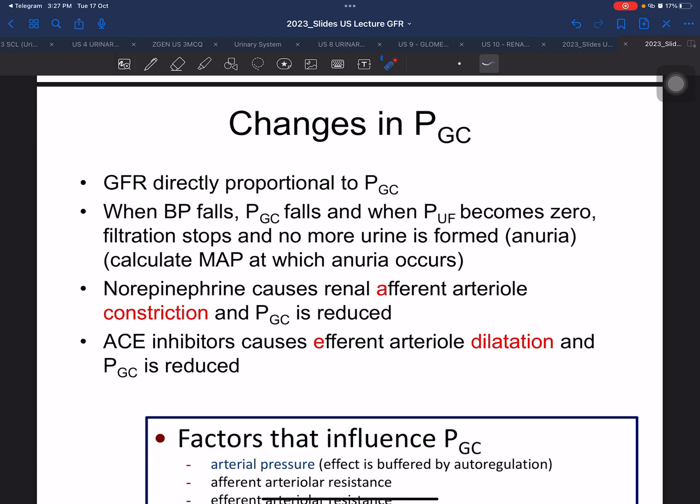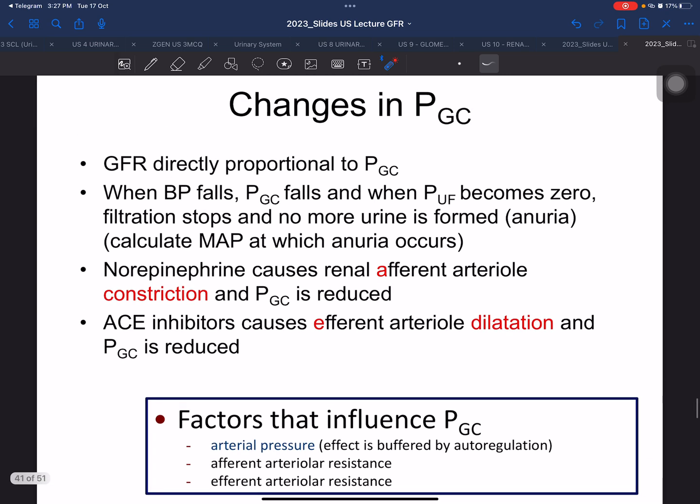Norepinephrine, for example, can cause the renal arteriole to constrict. When there is norepinephrine, the afferent arteriole, the first arteriole that the blood enters through, constricts. When it constricts, there is less blood flow into the glomerular capillary. With less flow, the hydrostatic pressure will drop, so it is reduced.